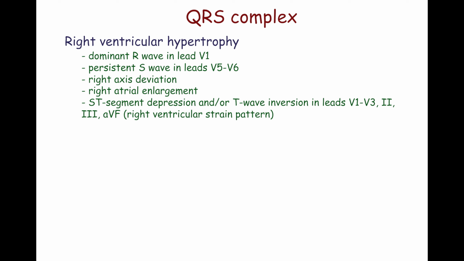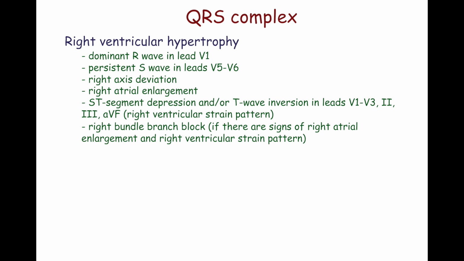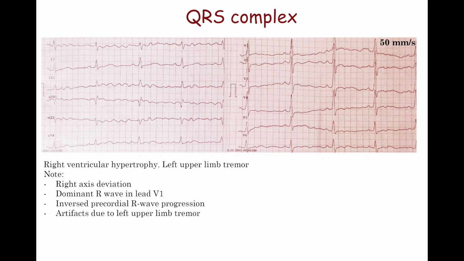Right ventricular hypertrophy often results in right bundle branch block, in which case supporting ECG changes, such as right atrial enlargement and right ventricular strain, are suggestive of right ventricular hypertrophy. This ECG is recorded in a patient with right ventricular hypertrophy and right bundle branch block. Note the right axis deviation, the dominant R wave in leads V1 through V3, and the depressed S wave in lead V6.